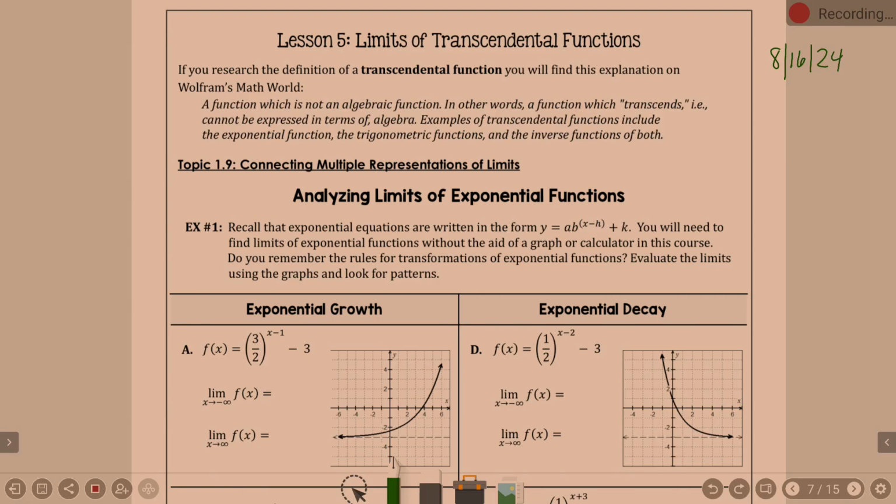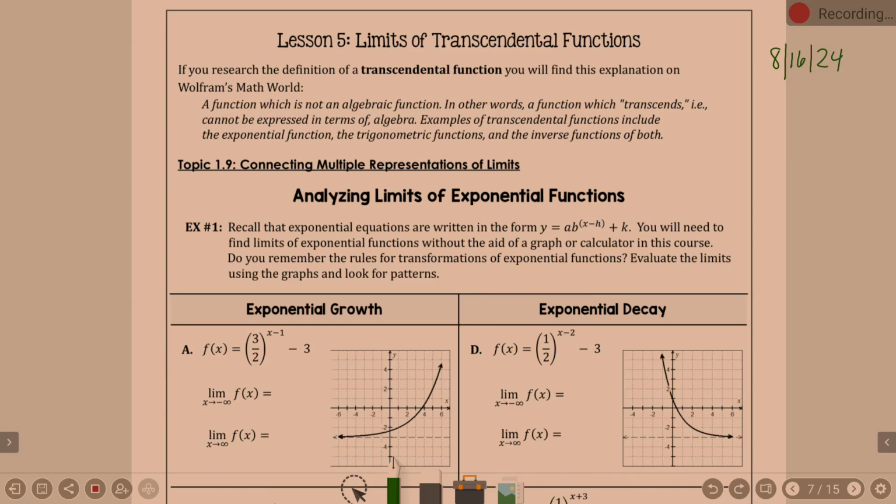If you research the definition of a transcendental function, you will find this explanation on Wolfram's MathWorld: a function which is not an algebraic function, in other words, a function which transcends or cannot be expressed in terms of algebra. Examples of transcendental functions include exponential, trig functions, and inverse functions of both of those. Okay?